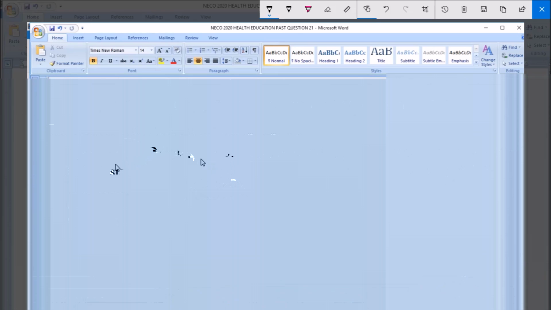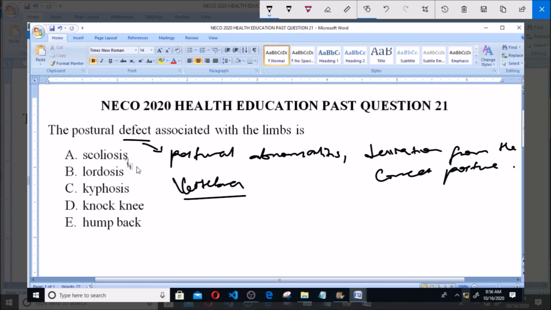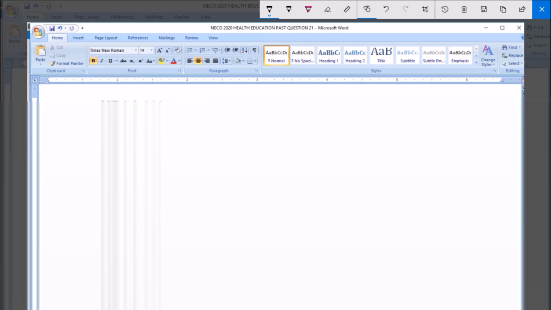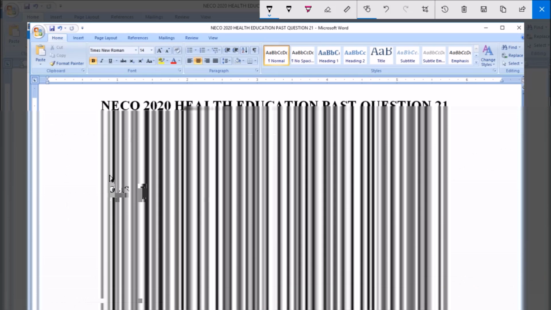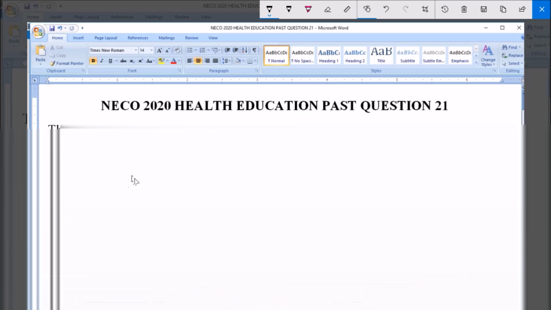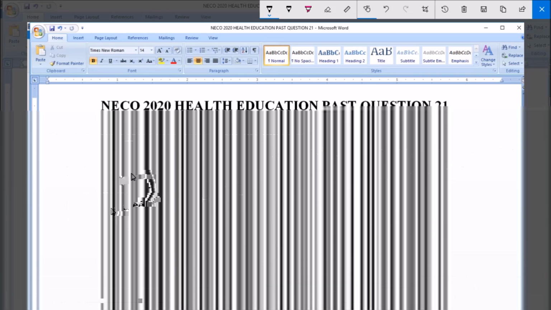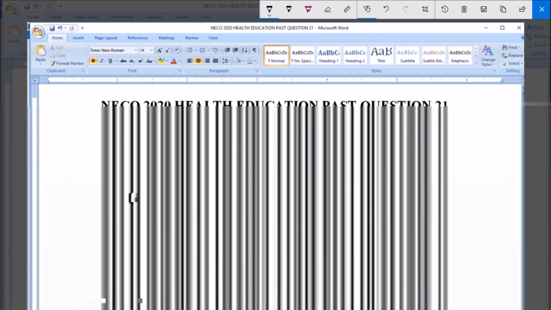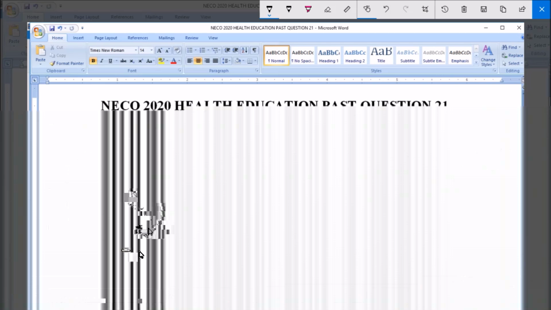Now, in terms of scoliosis, there is extreme curvature towards the side. But lordosis usually affects the lumbar vertebra, whereby the lumbar vertebra curves inward extremely more than normal. Then kyphosis affects the thoracic vertebra, whereby the chest region curves extremely outward more than normal, thereby resulting in a hunchback or humpback. So humpback is another name for kyphosis.